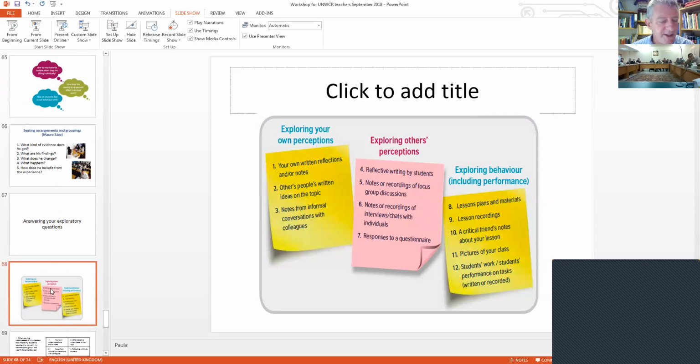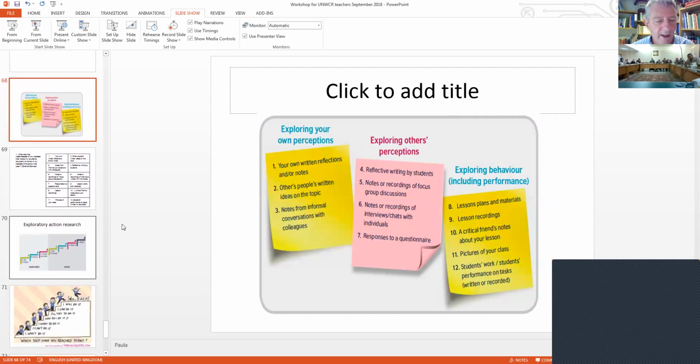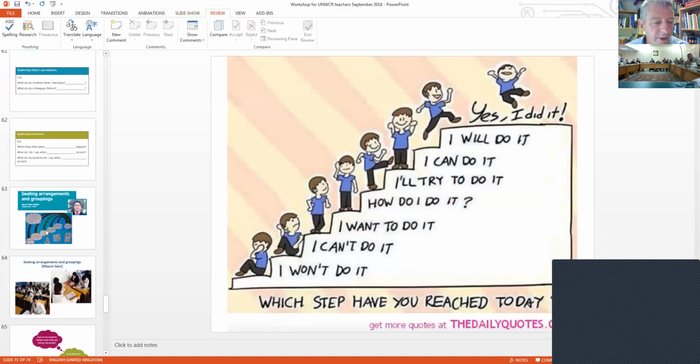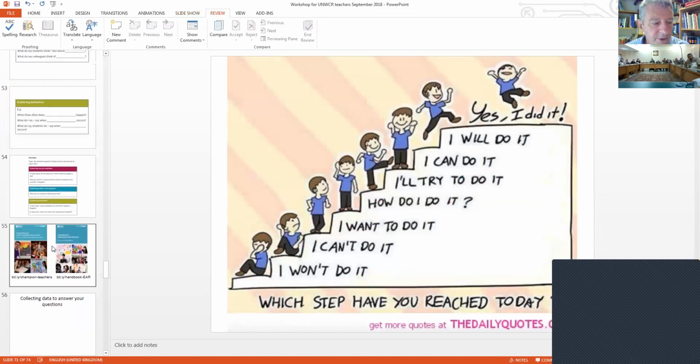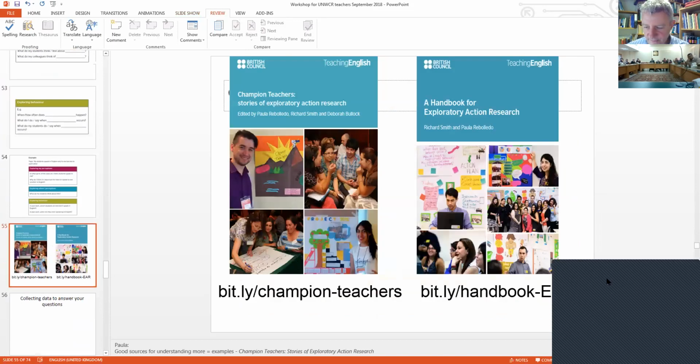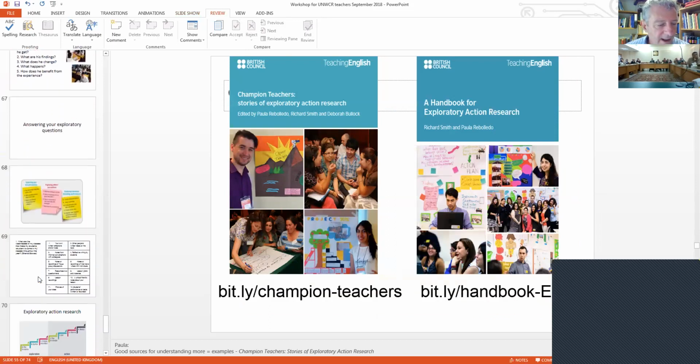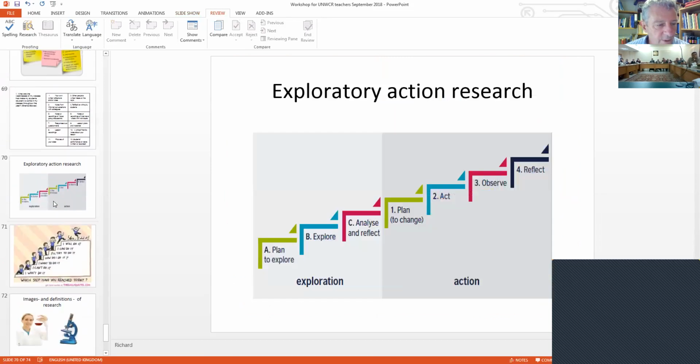All I've been able to do today really is give you a taster for exploratory action research. As I said, if you want to know more, then do go and look at these books. And I'm going to wrap up just by saying that this is what we've been thinking about, exploratory action research.